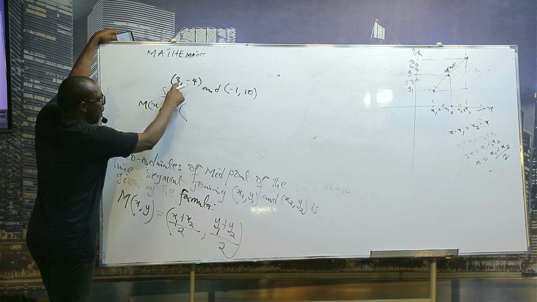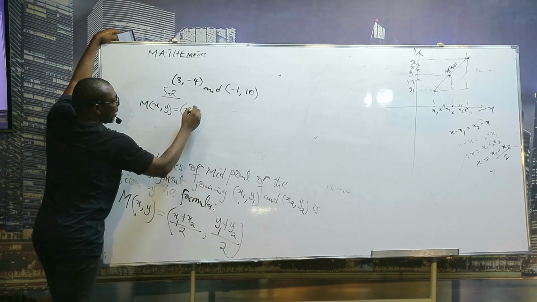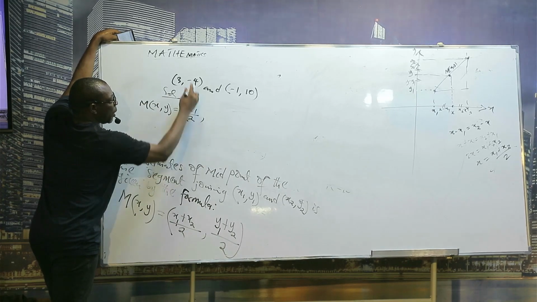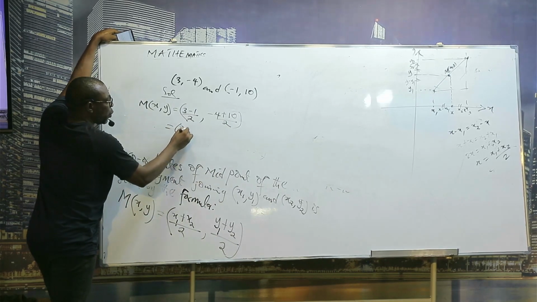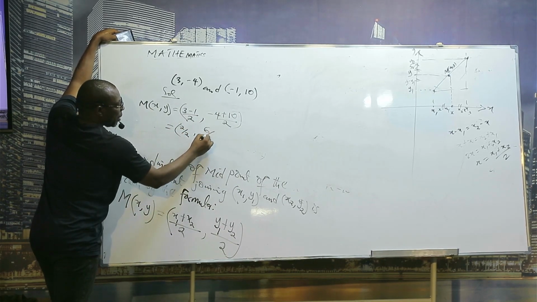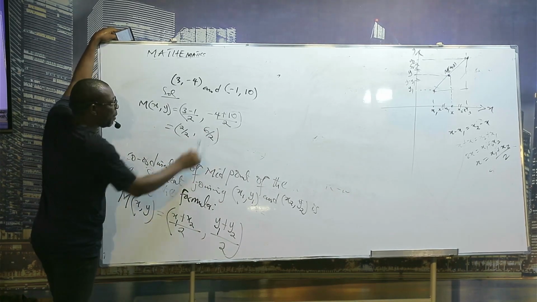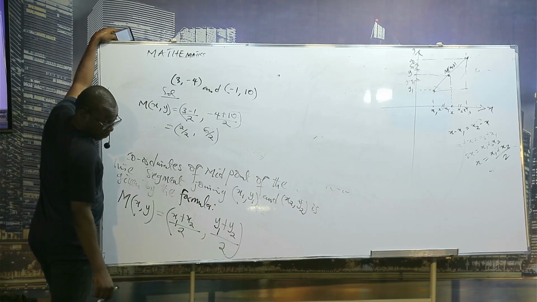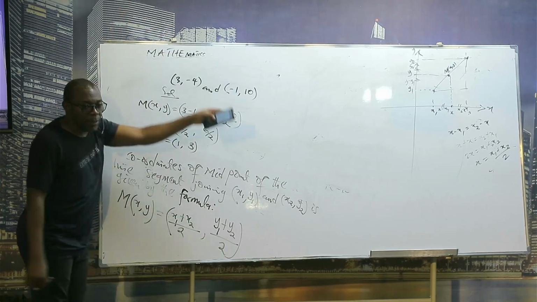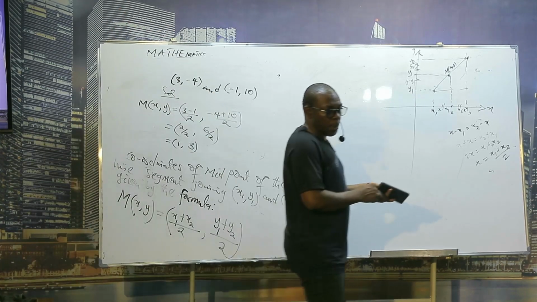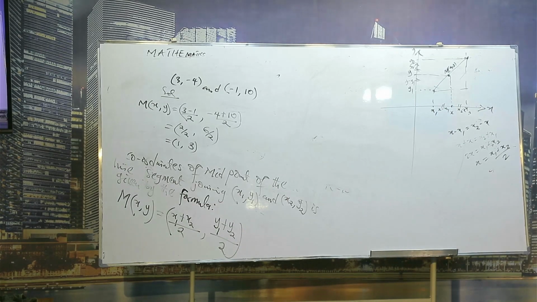3 minus 1 over 2, and minus 4 plus 10 over 2, which is 2 over 2, and 6 over 2. Who is telling me 14 here? Where are you from? Please go back to your directed numbers. Minus 4 plus 10 gives you 6.